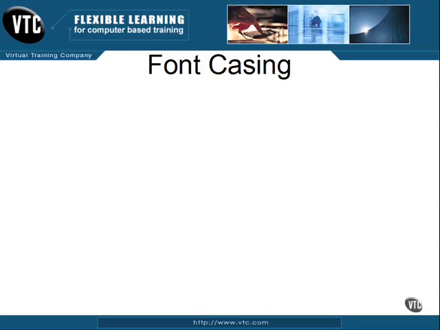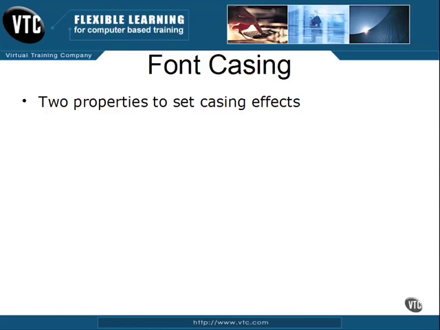In this movie, we look at our font casing options. Now, CSS is going to give us two properties that will allow us to set casing effects. We have our text transform and our font variant. With text transform, we will be able to make text uppercase, lowercase, or capitalized. And with font variant, we can make things appear in small caps.